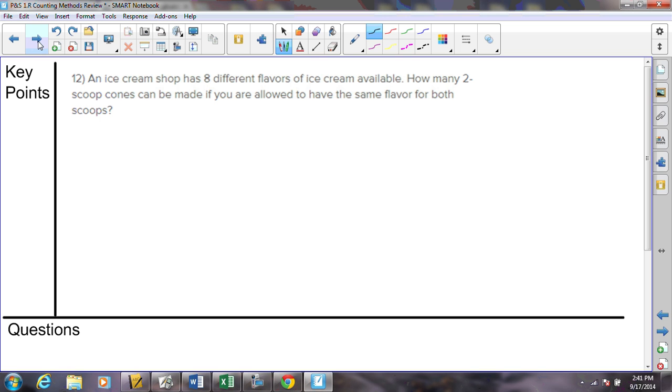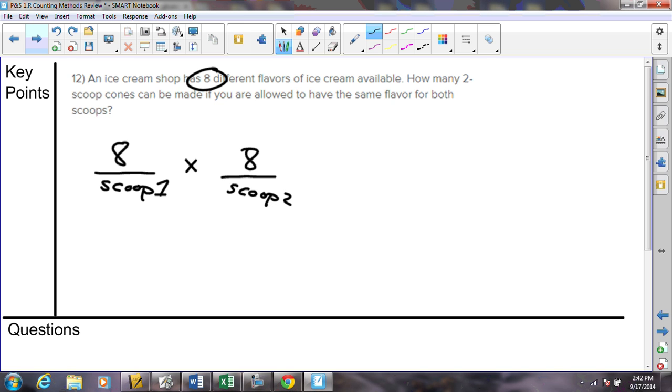Number 12. An ice cream shop has 8 different flavors of ice cream available. How many 2-scoop cones can be made if you're allowed to have the same flavor for both scoops? We should recognize this one. We have the first scoop. We have the second scoop. How many are available for the first one? Well, there are 8 flavors. And how many are available for the second one? Still 8, because you are allowed to have the same. You are allowed to repeat it. If it was not allowed to repeat, then we'd have to go 8 times 7. But this gives us 64 different types that you could possibly have.